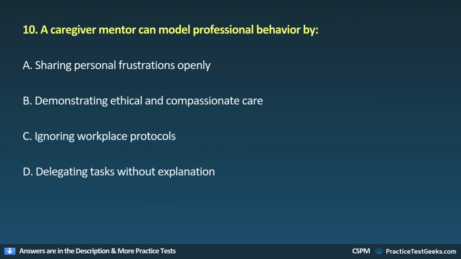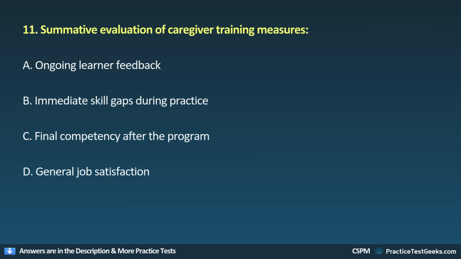10. A caregiver mentor can model professional behavior by A. Sharing personal frustrations openly. B. Demonstrating ethical and compassionate care. C. Ignoring workplace protocols. D. Delegating tasks without explanation.